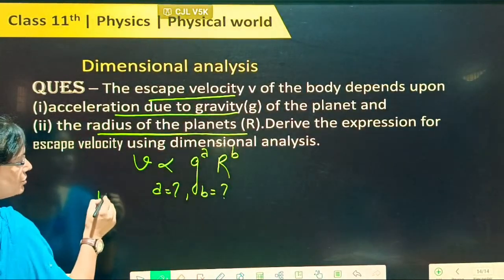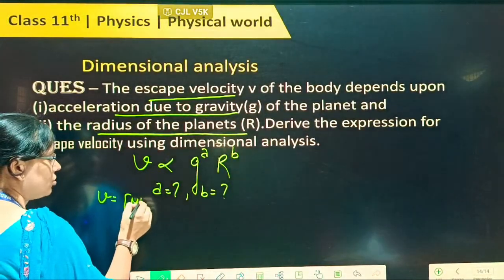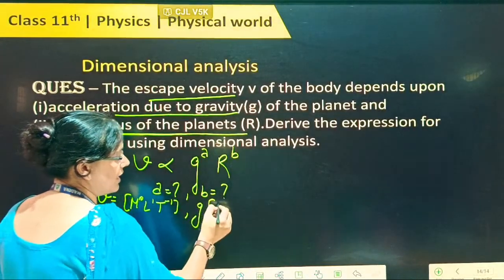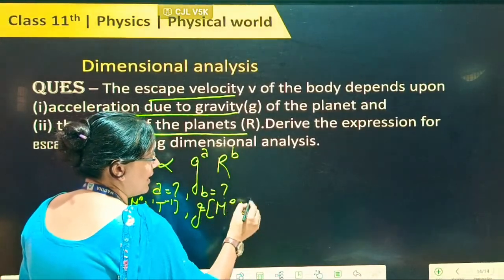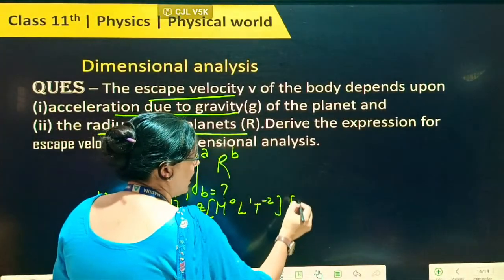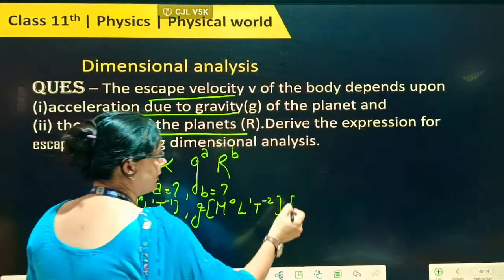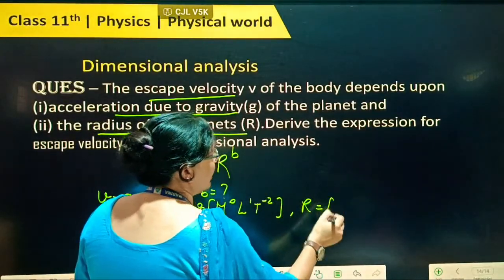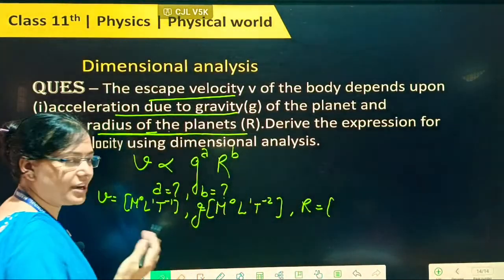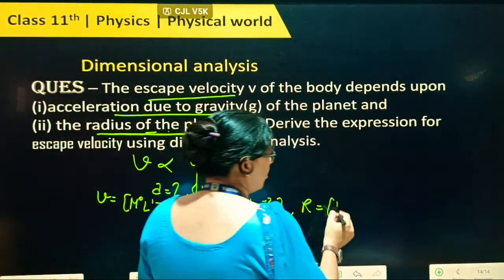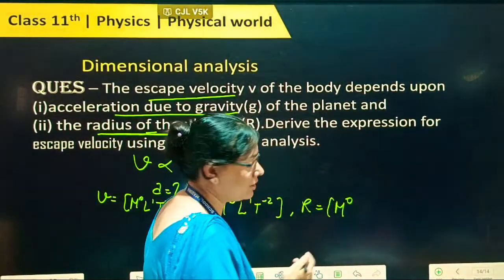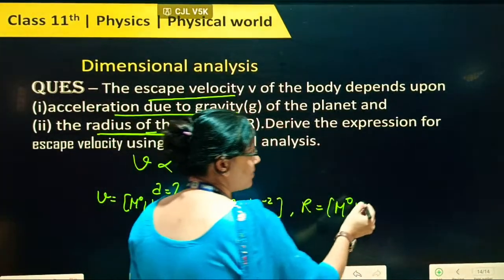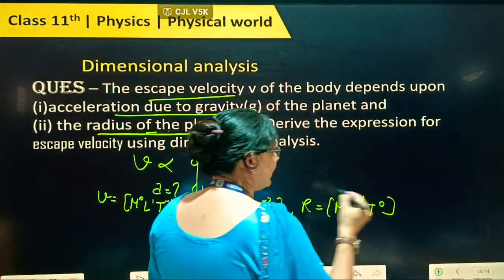First we write the dimension formula of velocity: M^0 L^1 T^-1. For acceleration due to gravity, M^0 L^1 T^-2. For R, what is R here? R is our radius only. So radius is in terms of length. M stands for mass, and mass will be 0 only. Then length: radius is a length unit, so its power we take as 1, and time we take as 0 only.